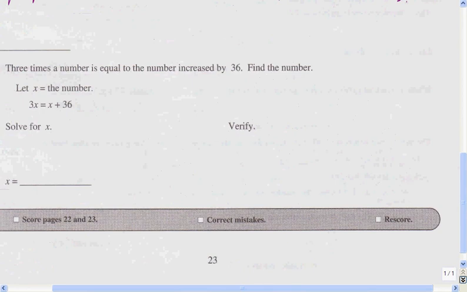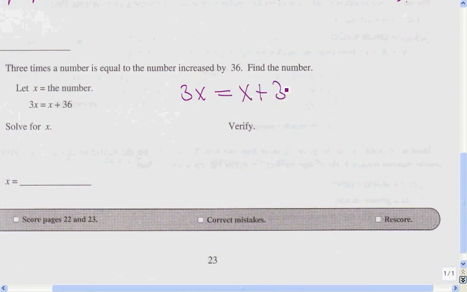Okay, here the sentence sounds a little more complicated, but let's just write what they're telling us. They're telling us 3 times a number. We don't know what the number is, so we're going to call it x. 3 times a number is equal to the number, so x, the number, increased by 36, so we add 36. And then we just solve for x.